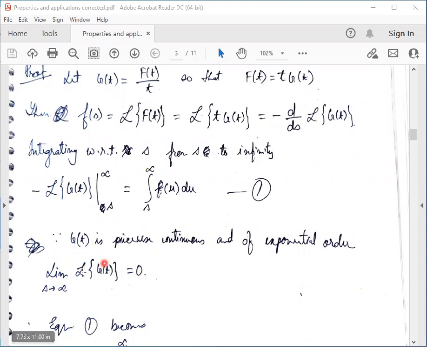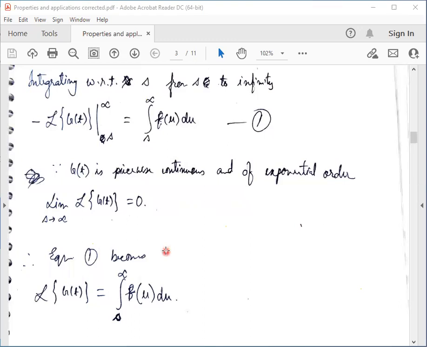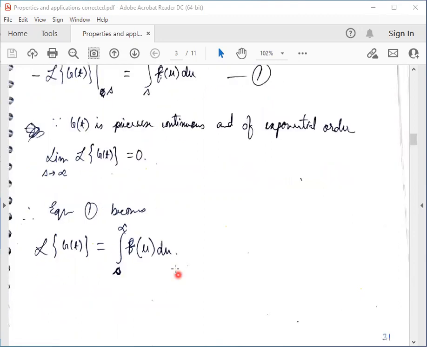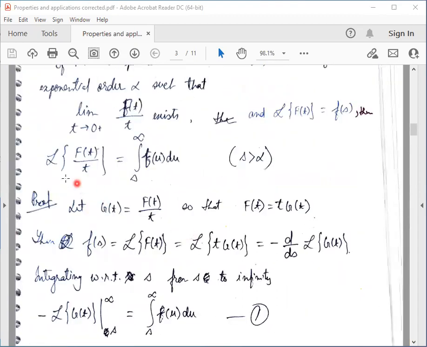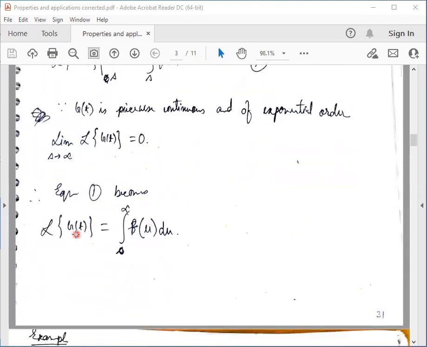So since in the limit s tends to infinity this term is 0, what remains is only the value of the other term. So we get the Laplace transform of g is equal to the integral of f(u) du from s to infinity. Okay, and hence the property is proved. So what is the property? Laplace transform of f(t) by t is equal to the integration of F from s to infinity, and we have proved it here. So let us look at an application of this property.